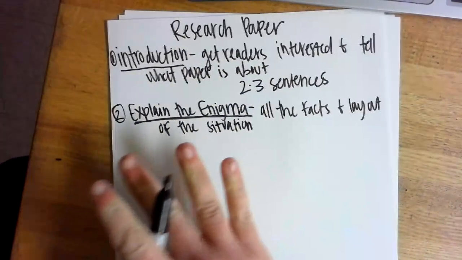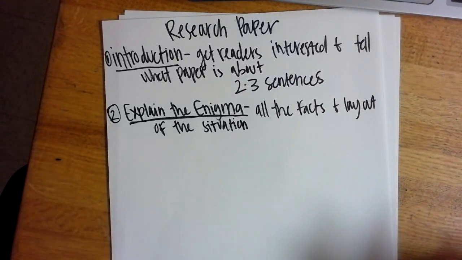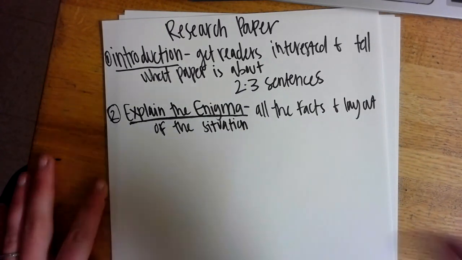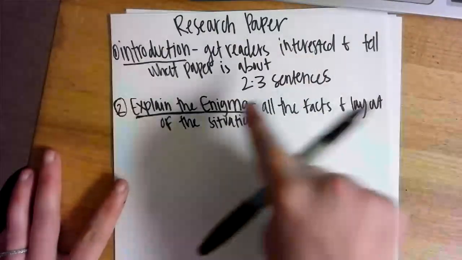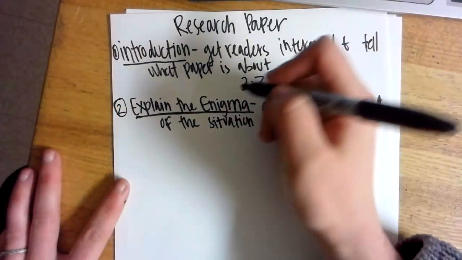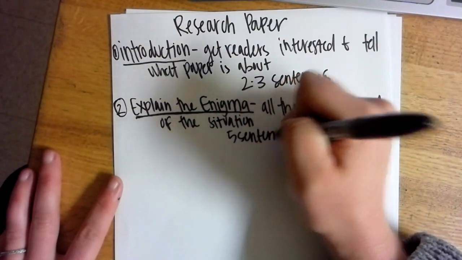Okay, so again, this is you telling about the enigma, just explaining what's going on, giving a full review of the situation. Okay, this is to inform your readers about the enigma. This needs to be 5 sentences at least.